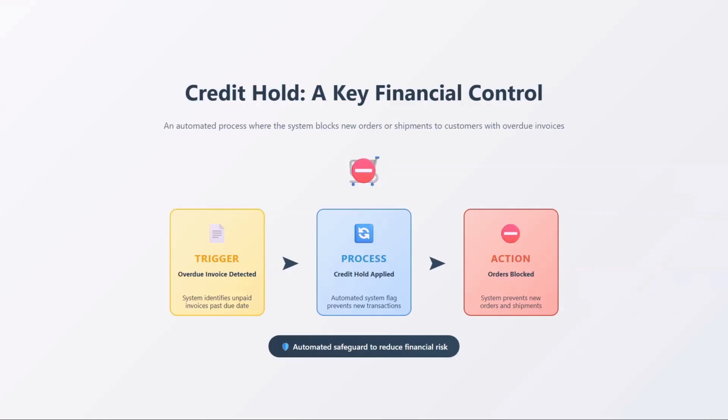In many businesses, a credit hold is a standard financial control. It's an automated process where the system blocks new orders or shipments to a customer, usually due to an overdue invoice. While this is a necessary safeguard, it can create significant problems if it's applied blindly, especially to top-tier partners.